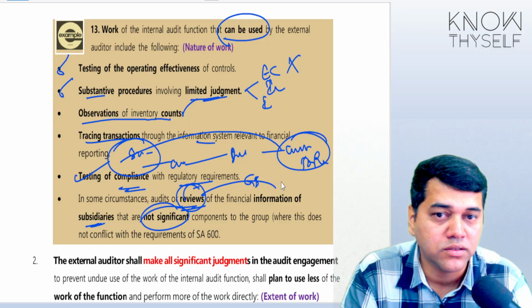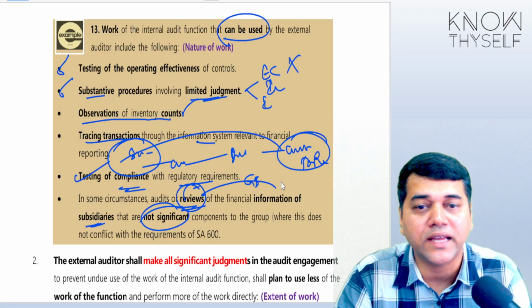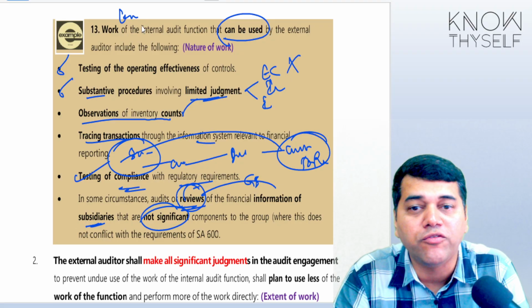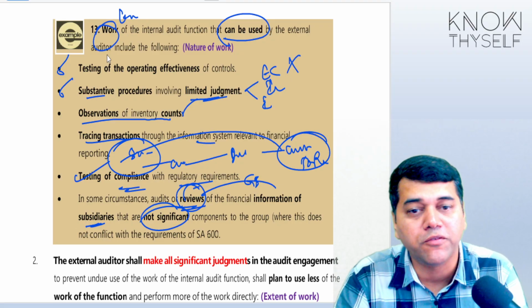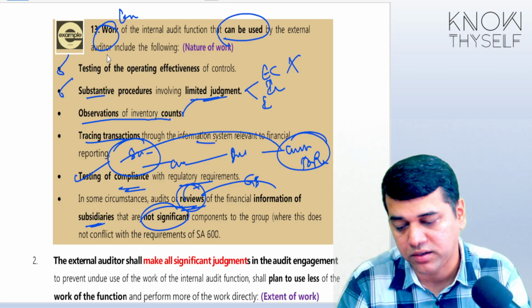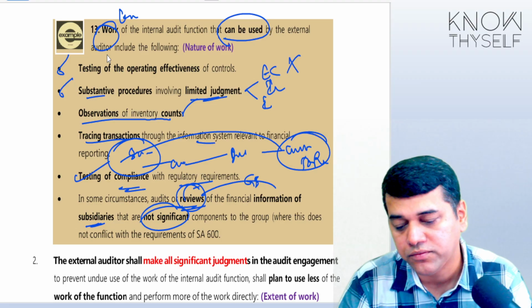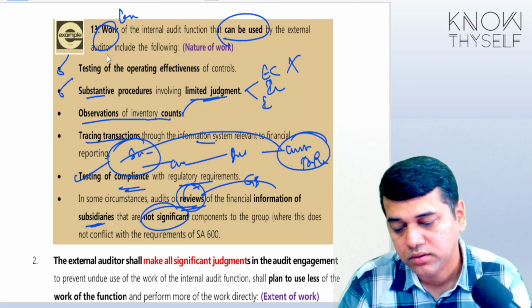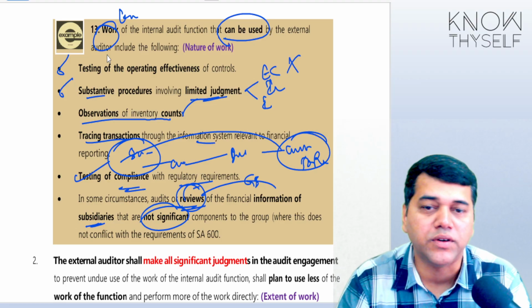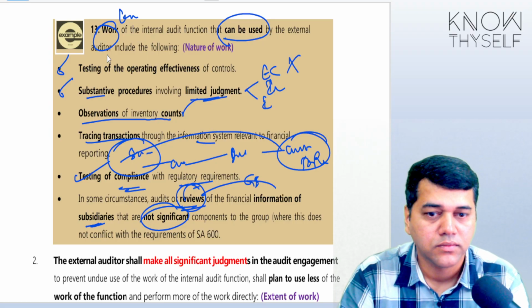So are you clear, students? This is more like, I can say, an example of work. Which type of work can you use? Example of work. So you can use this example of work. Are you clear? Yes.